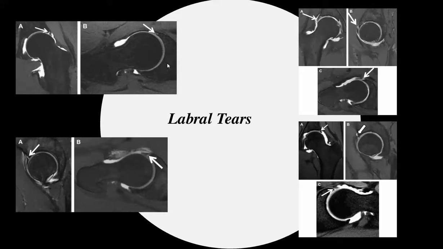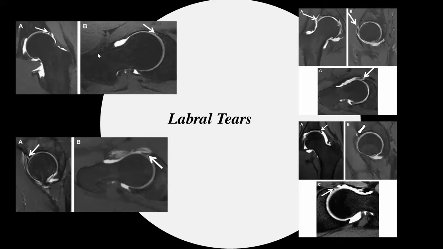The second question we should ask ourselves is whether the intra-articular contrast extends into the labrum, indicating a tear, or extends between the labrum and the acetabulum, indicating labral detachment. And then the third question is: is the signal intensity within the labrum increased? If it is, it suggests mucoid degeneration. Another thing we should keep an eye out for is a paralabral cyst. A paralabral cyst is almost always associated with a labral tear.